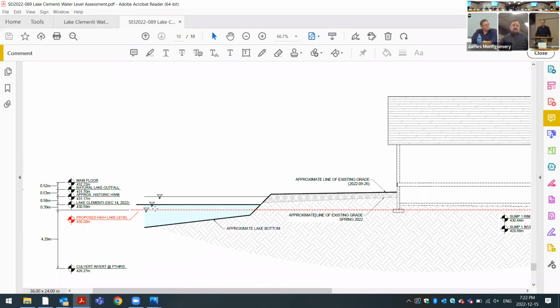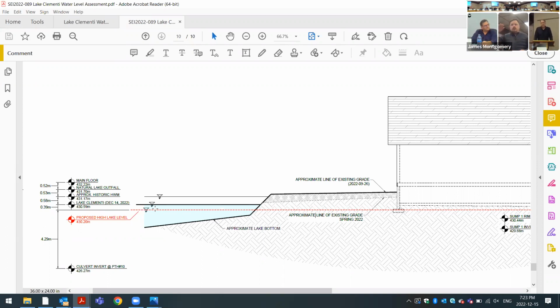I appreciate that, but when we're talking about Lake Clementi, there's one property in particular, from what I can see here, that is inundated with water. Is there any consideration of protecting that property or raising it, as opposed to conveying the water out of Lake Clementi? Yes, that's a possible mechanism by which to address the problem.